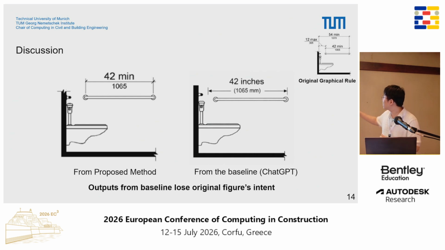As you can see, from the baseline, it loses the original intent of the distance measurement, which is a very critical issue when it comes to deterministic automated code compliance checking.